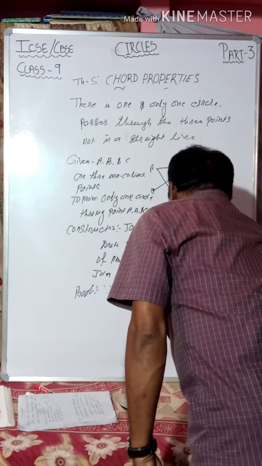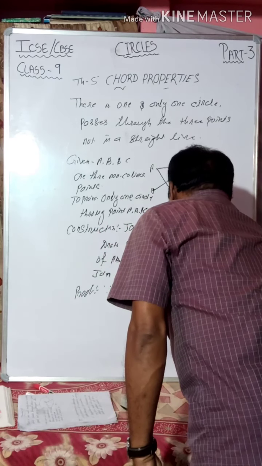CE is equal to 3 cm. Find the radius of the circle. What is the radius of the circle? It means what is OD or OC. This is the center, this is the radius, and from this point to this point is 3 cm. This is 4 centimeter, this is 4 centimeter.